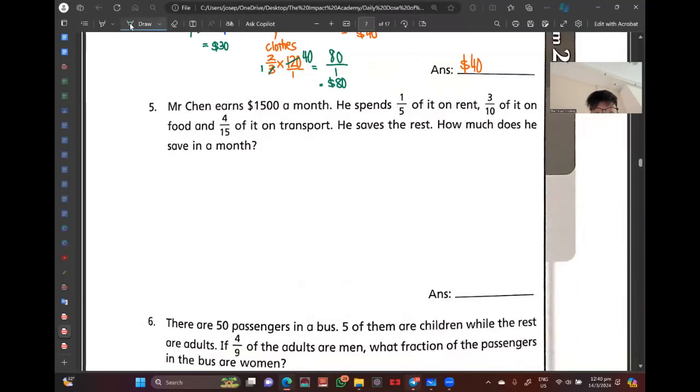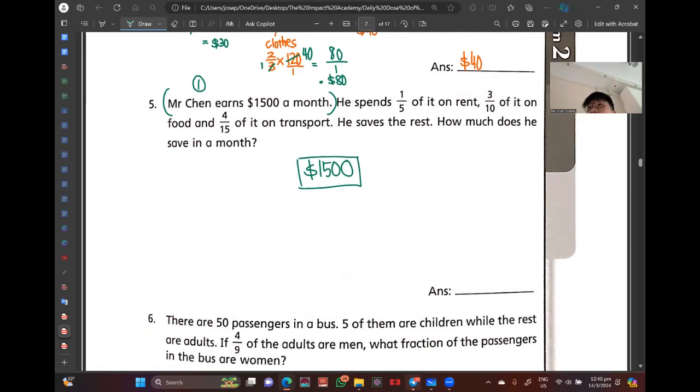Now, Mr. Chen earns 1,500 a month. So this is the total amount. Am I making sense here? So we will have 1,500 over here first. Is this something that you can understand?